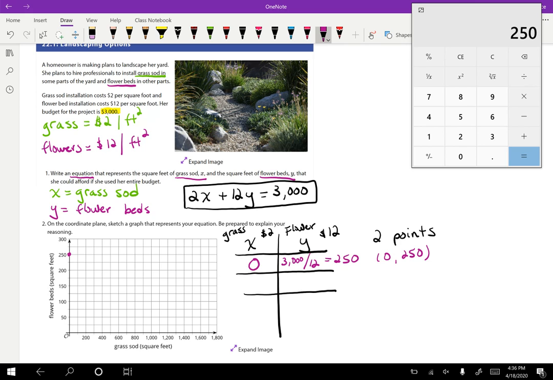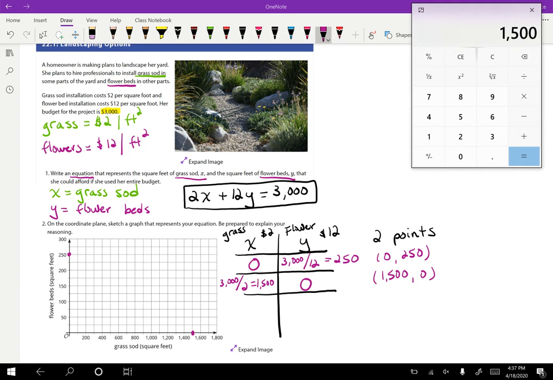Let's go ahead and reverse the situation. Let's say I have $0 for flowers. I don't want to plant any flowers, and I've just spent all of my $3,000 on grass. So $3,000 divided by $2 per square foot. You know what? I should have just done that in my head. That's going to be 1,500. So there is my other intercept, and this one is my x-intercept. I'm going to go ahead and plot that. I already have it marked up for you guys. I'm going to put one right there.